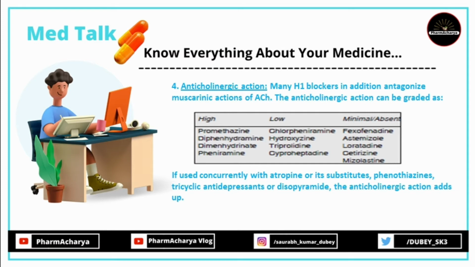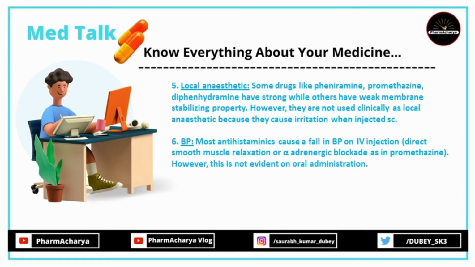If used concurrently with atropine or its substitutes, phenothiazines, tricyclic antidepressants or disopyramide, the anticholinergic action adds up. Some drugs like pheniramine, promethazine, diphenhydramine have strong while others have weak membrane stabilizing property. However, they are not used clinically as local anesthetic because they cause irritation when injected subcutaneously.